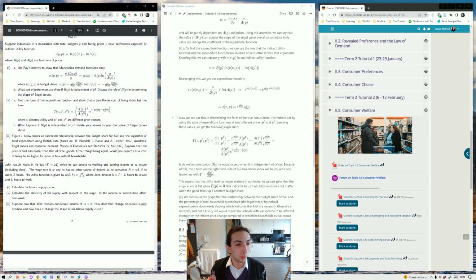So now, what happens when BP is independent of P in this case? You see here that BP is now part of the exponent. If BP is independent of prices, again, we know it equals 0. So this entire term is going to be 0, meaning this entire exponent is going to equal 0, meaning it's going to be e to the power of 0, which is just going to equal 1. So it's just going to be AP1 over AP0, which is just the ratio of prices in this case.